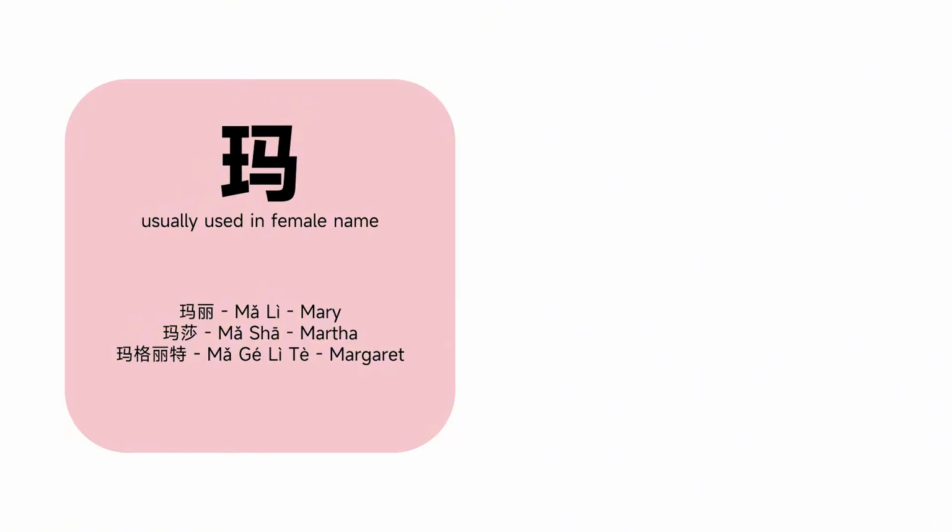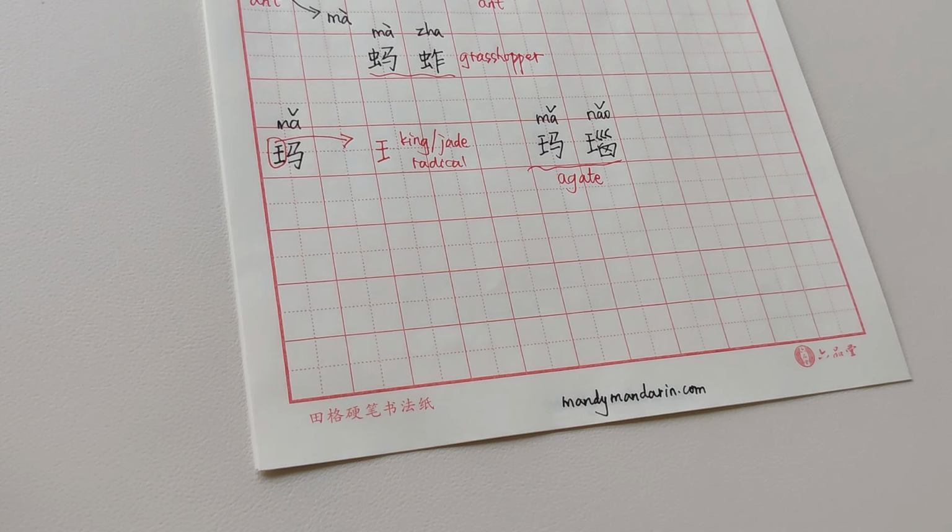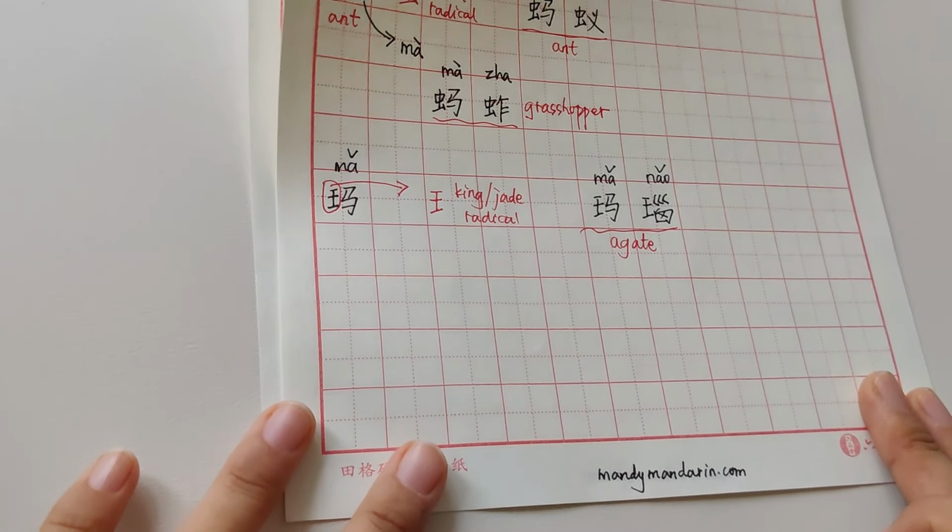Okay, so how about the male's name? What if we have a MA in the male's name? So in that case, we would like to use the other 马, this one. For example, 马克、马修、马丁. Okay, let's continue.